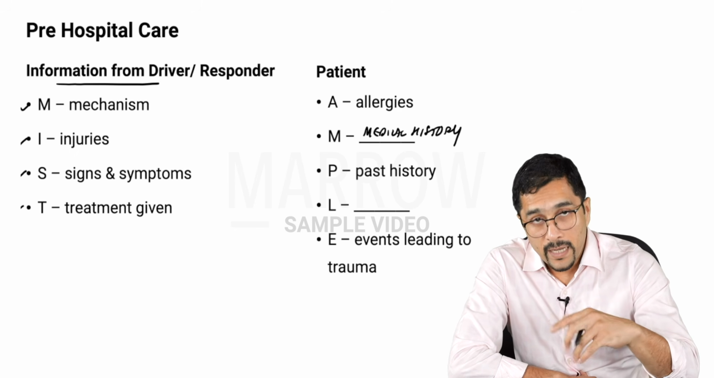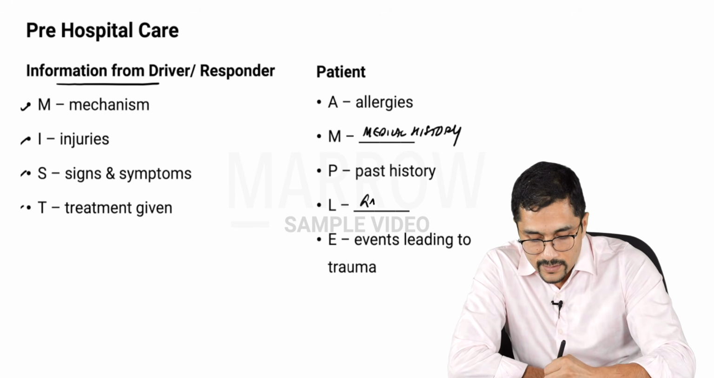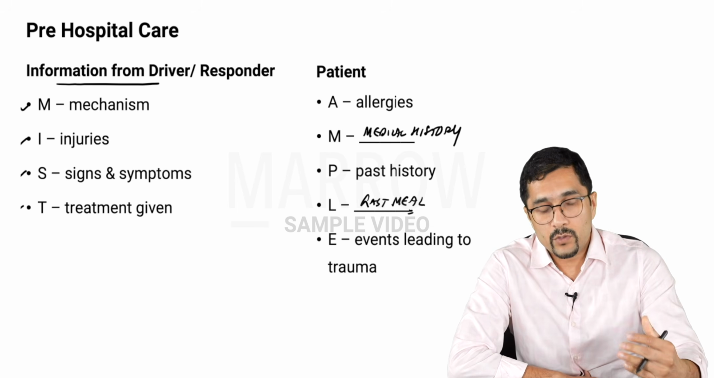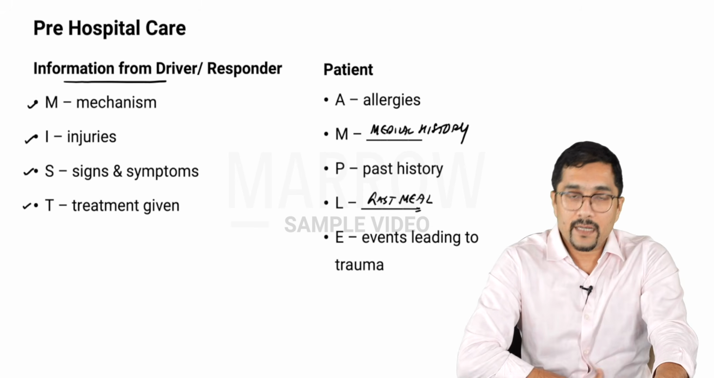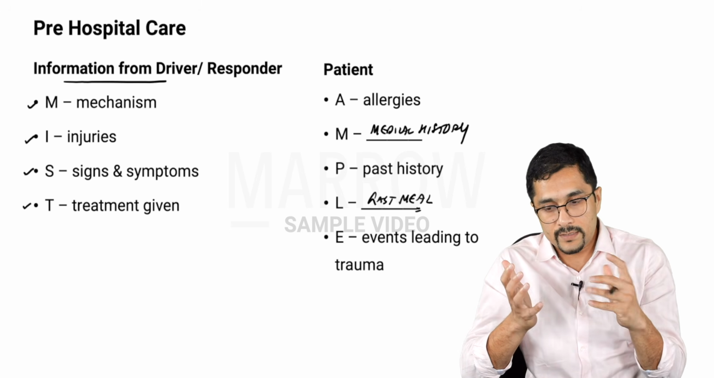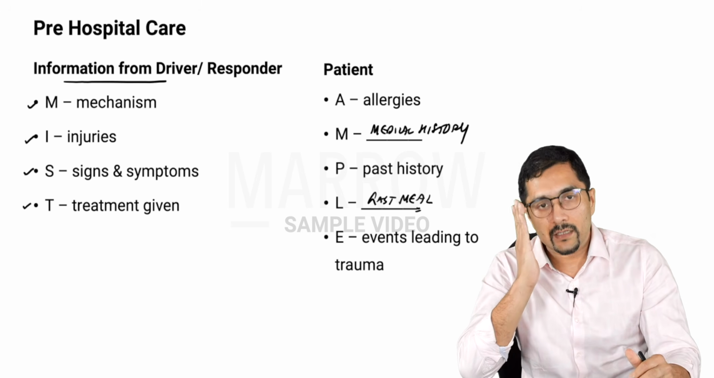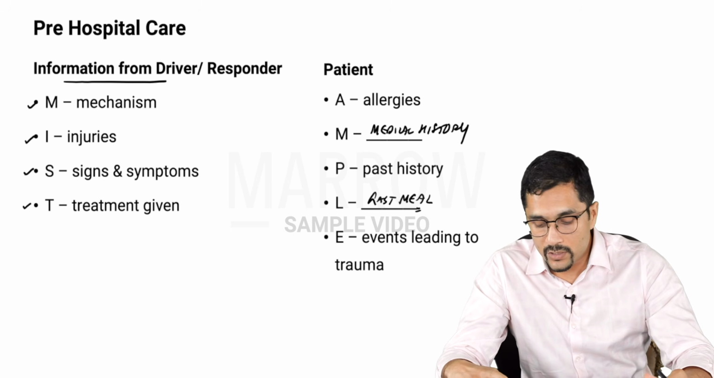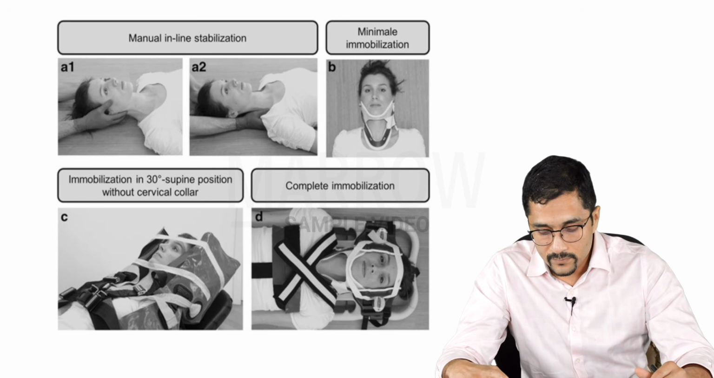P is for past medical history. L is the last meal which they have taken and when was the last meal taken. And E are the events leading up to the trauma. So this is the information which we try to gather before the patient reaches the emergency.